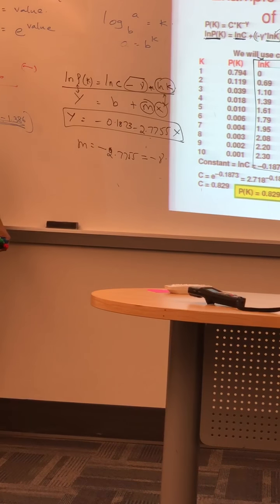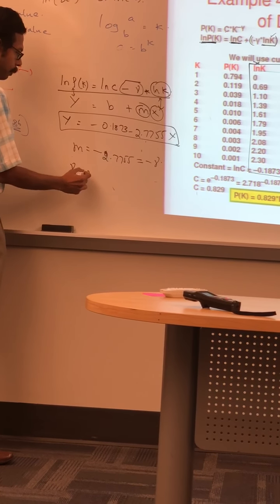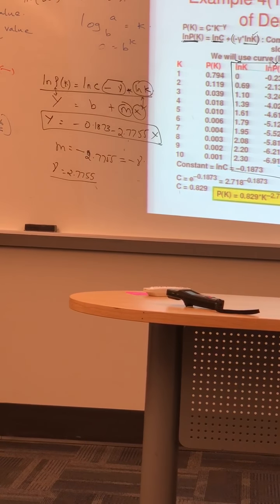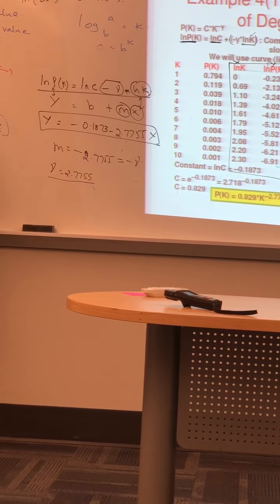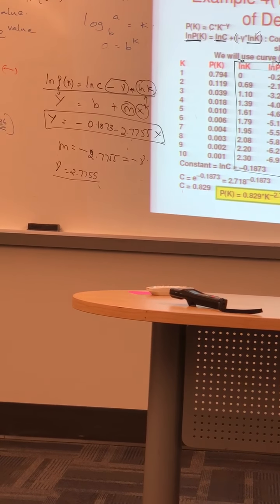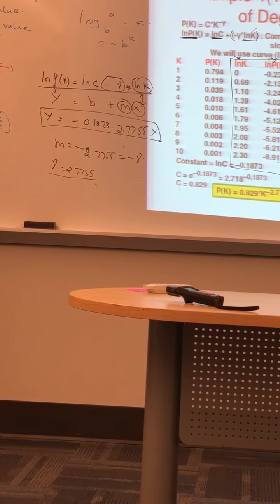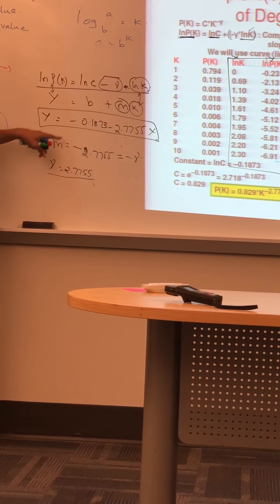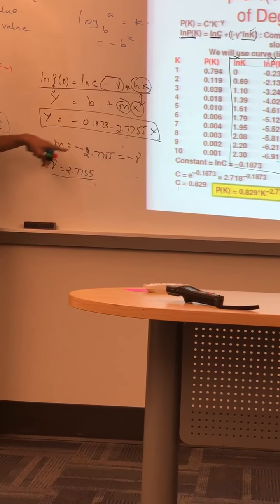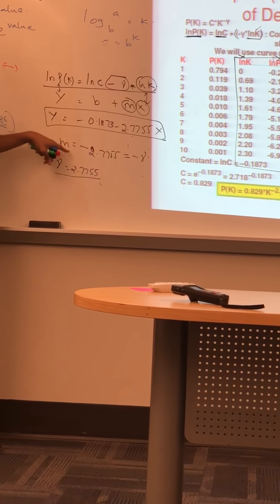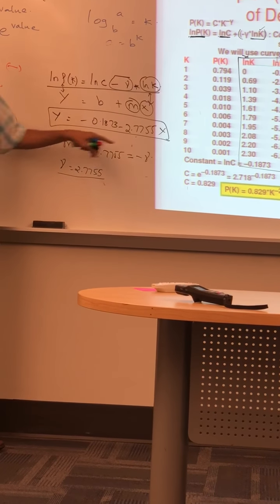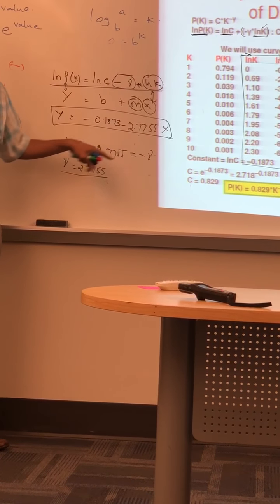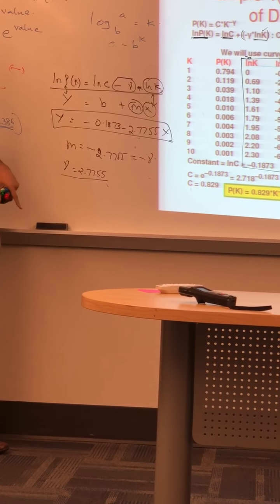So the minus minus can cancel out, so your gamma is 2.7755. Okay, so gamma is always going to be positive. So don't make a mistake of coming up with a negative gamma. So how you figure out? Okay, so from this equation, m is negative gamma. And m, according to the equation from Excel, is negative 2.7755, and m is also negative gamma. So put that equal negative gamma, the minus minus can cancel out, so gamma is positive 2.7755. Okay?